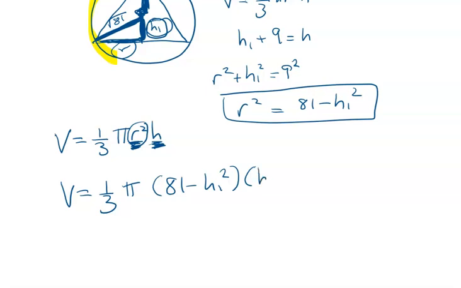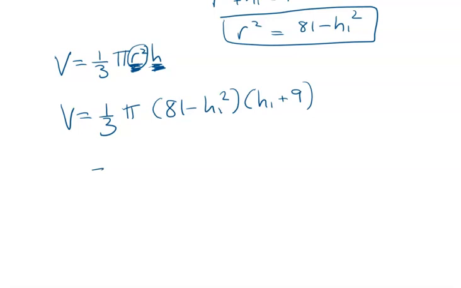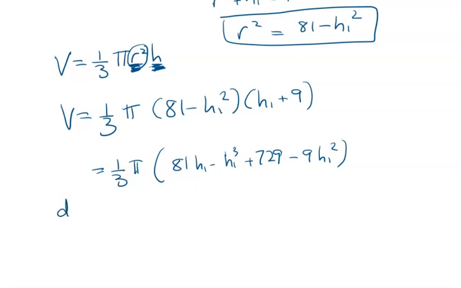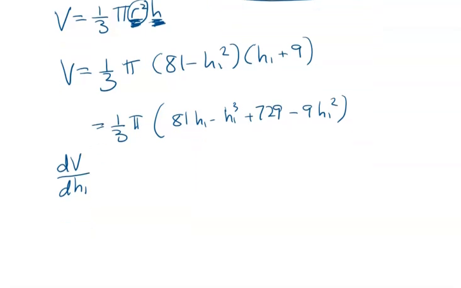And we replace h with h1 plus 9. So expanding that out, we get 1/3 of pi times 81 h1 minus h1 cubed plus 729 minus 9 h1 squared. To maximize it, we're going to differentiate with respect to h1 and set it equal to 0.